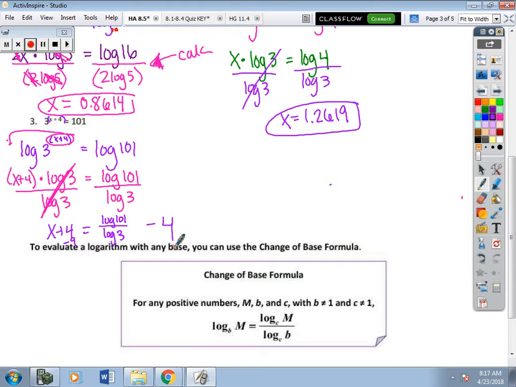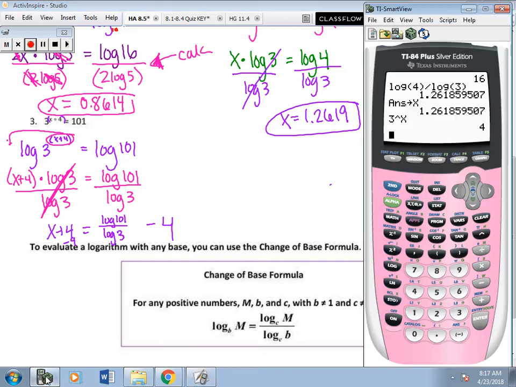And so we'll evaluate the logarithm's division first and then subtract 4 from our answer. So log 101 divided by log 3. Make sure you hit enter first and then subtract your 4. So we should get 0.2009.